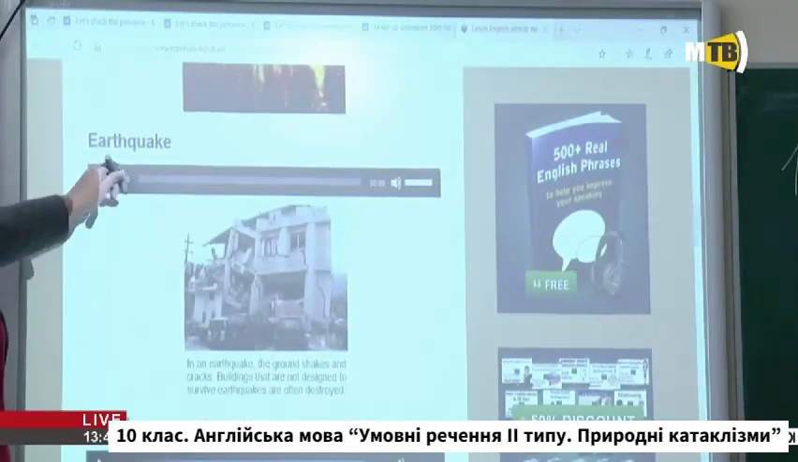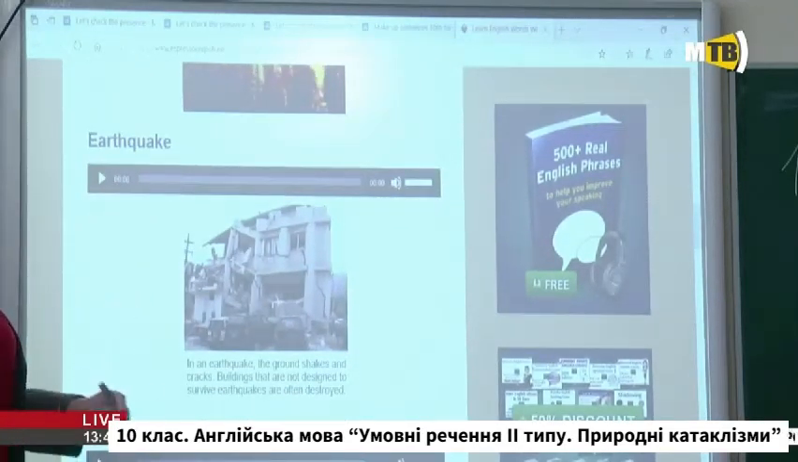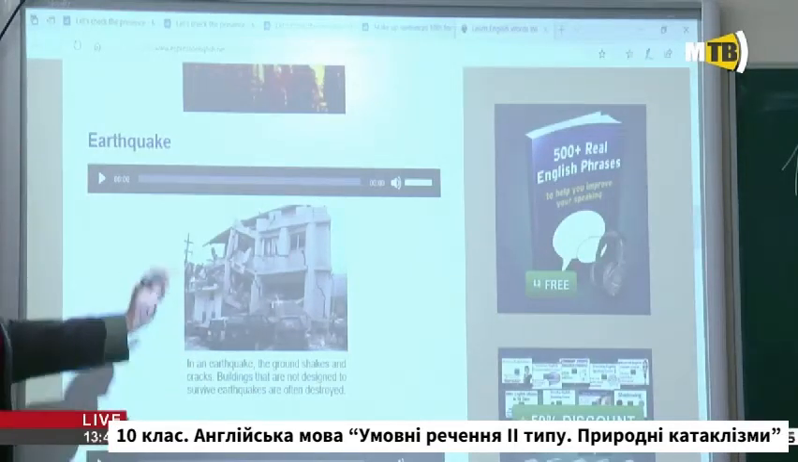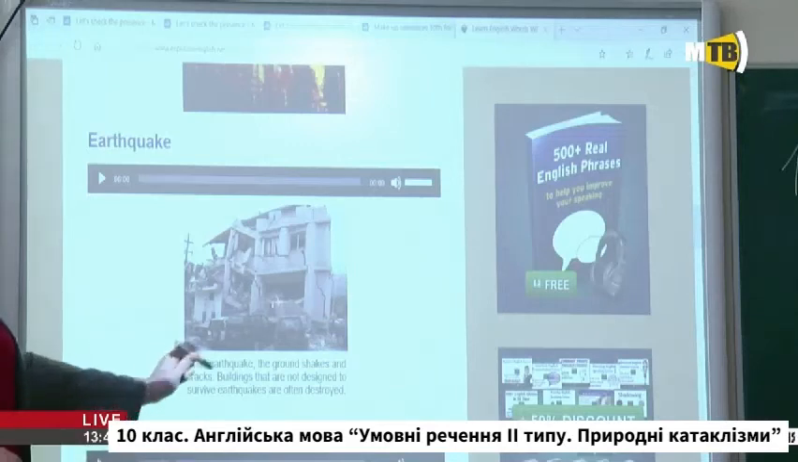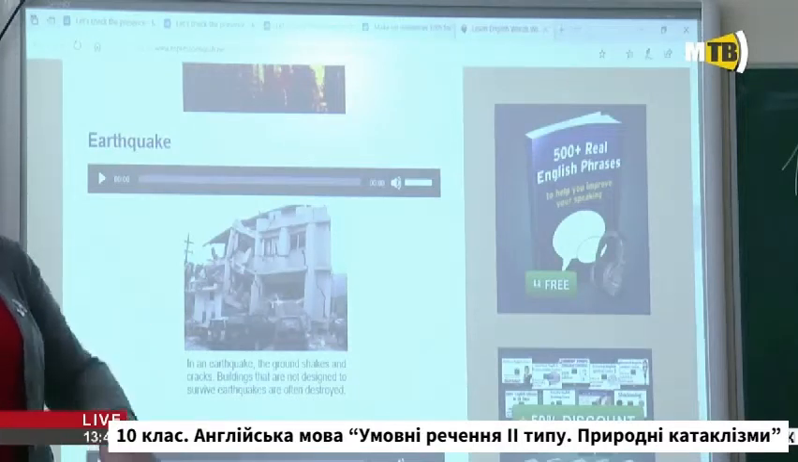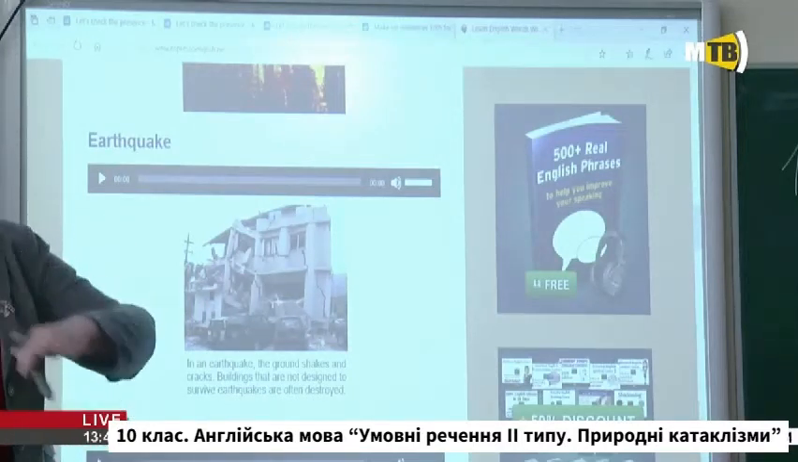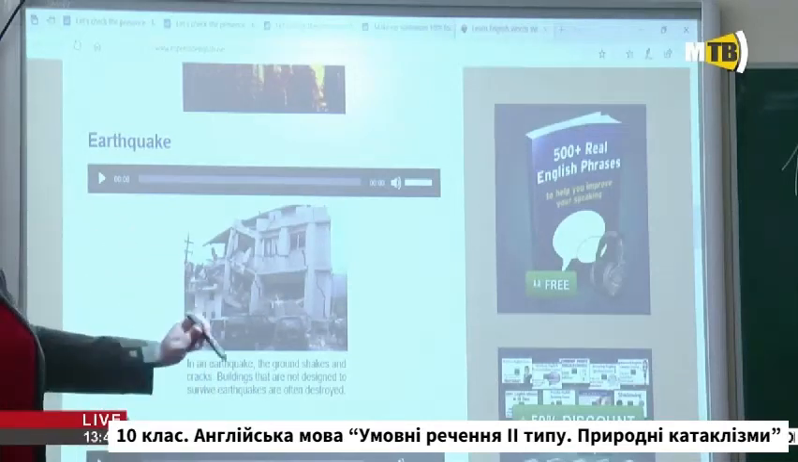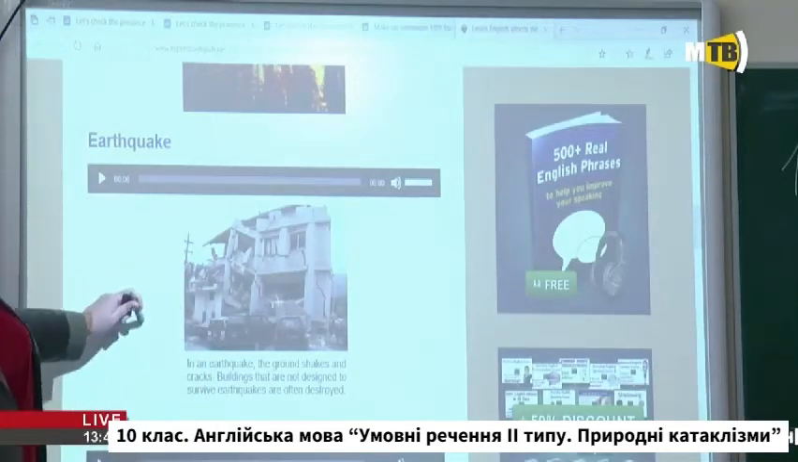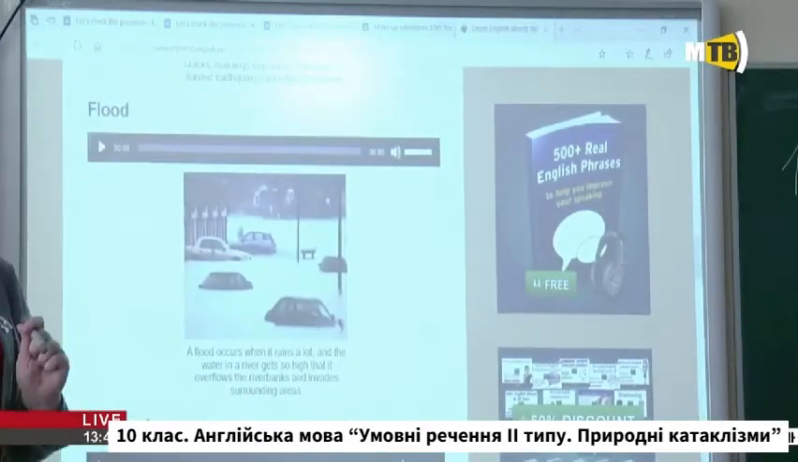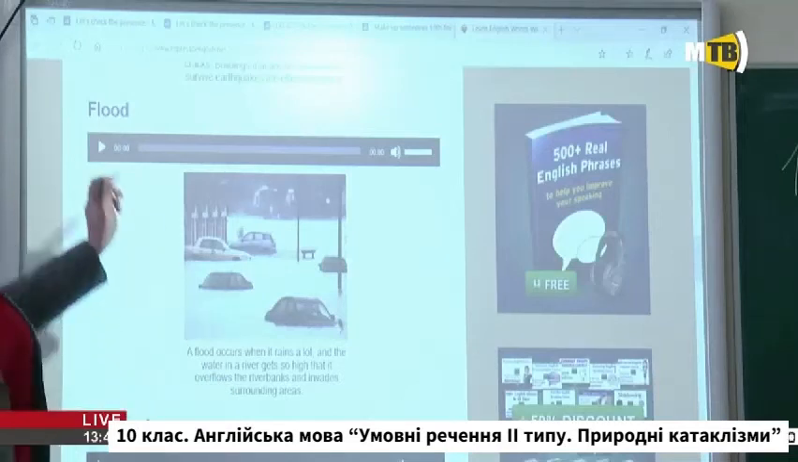An earthquake can be quite disastrous. So in an earthquake, the ground shakes and cracks. And buildings that are not designed to survive earthquakes are often destroyed. So it's a good idea that when you have an earthquake, you run away from the building real quick and make sure that you are quite far away from the building, because it can be destroyed and fall down.